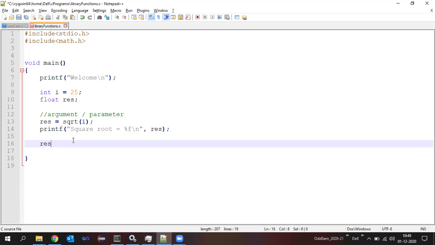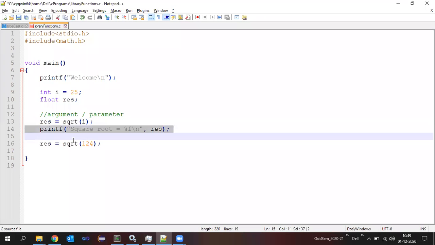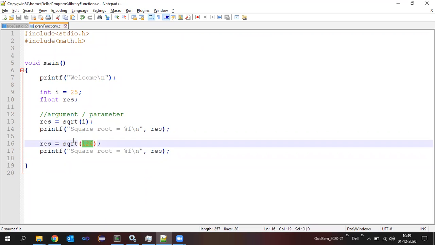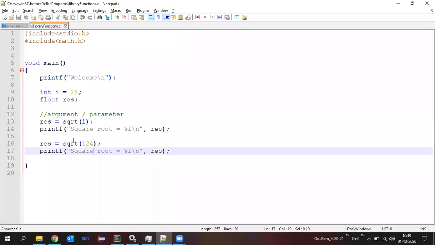Okay, I'm just using the same variable, result is equal to sqrt of, say, we want to calculate the square root of 124. It is not a perfect value. We don't get an integer value. It will be some random fractional number, right? So I'm just printing the same thing. I want to calculate the square root of 124, so I can write 124 directly within the sqrt function's brackets. Then I am printing the result over here.